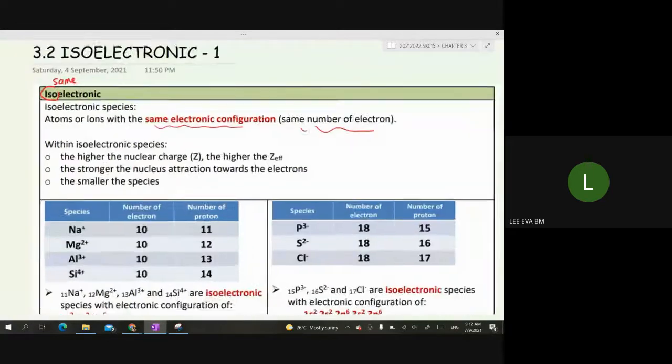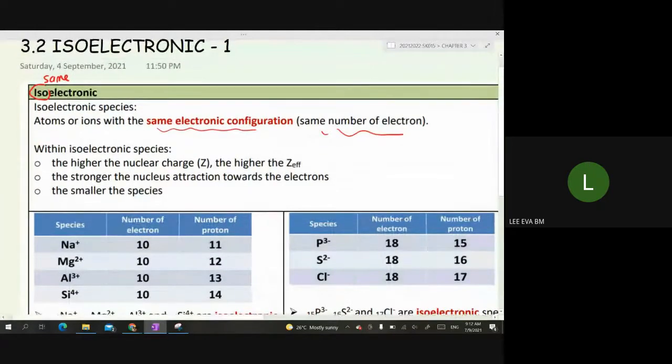So a general trend over here within your isoelectronic species, now the number of electrons are the same, then we cannot compare electron. Tadi kita compare ion dengan atom kan. So kita compare number of electrons sebab yang itu berbeza. Tapi bila dekat isoelectronic species, now number electron become the same. Then we cannot compare anymore. Benda yang sama kita tak boleh nak compare.